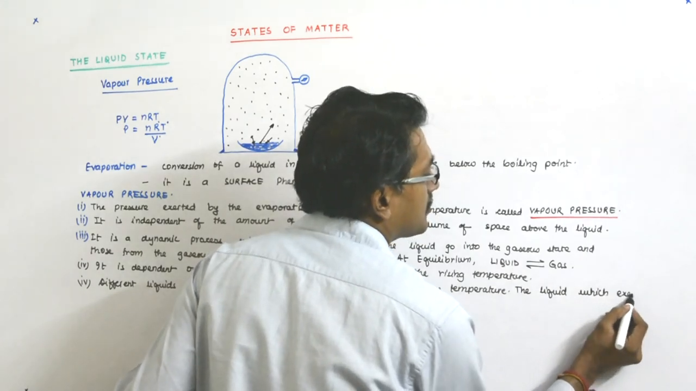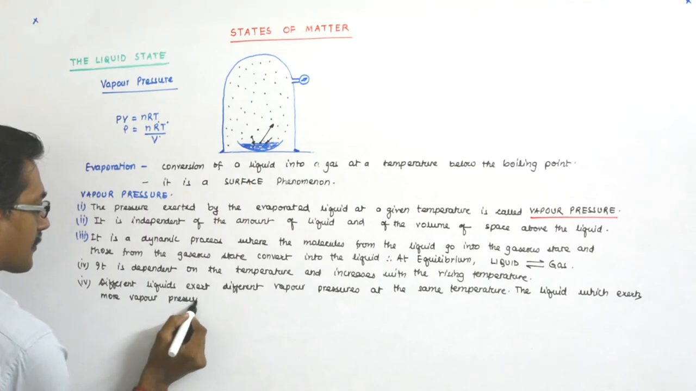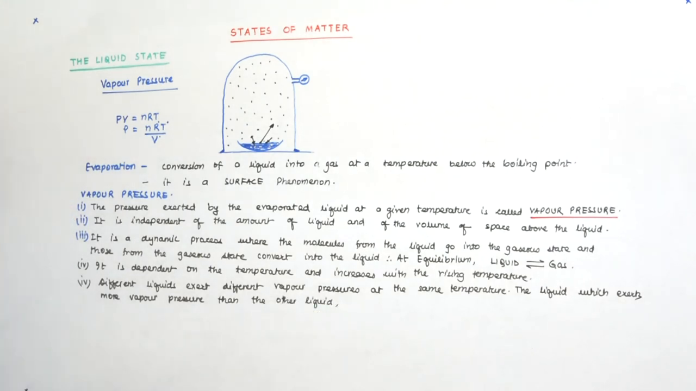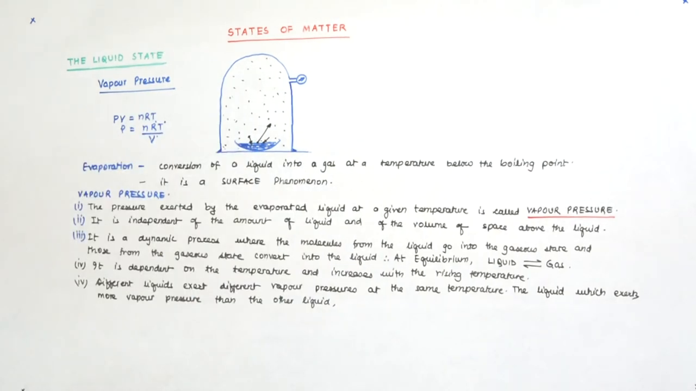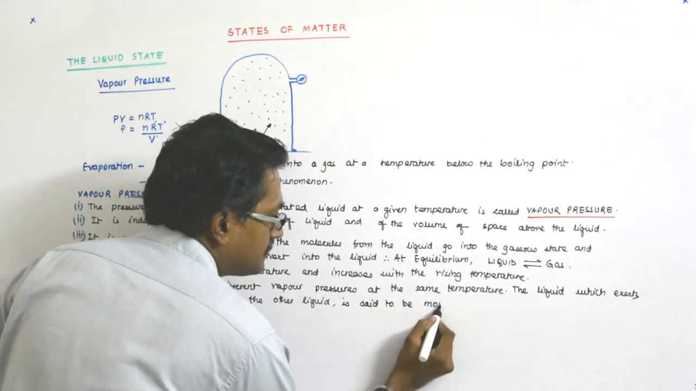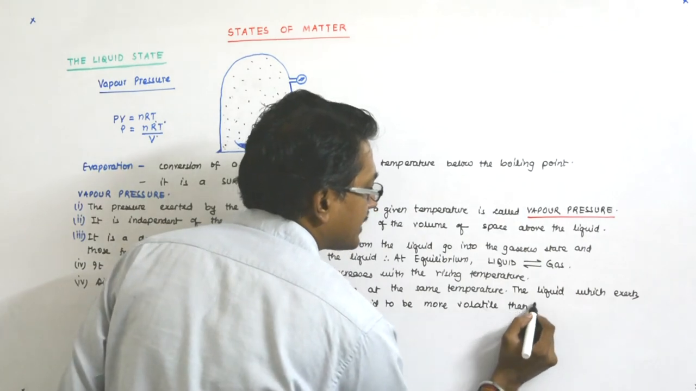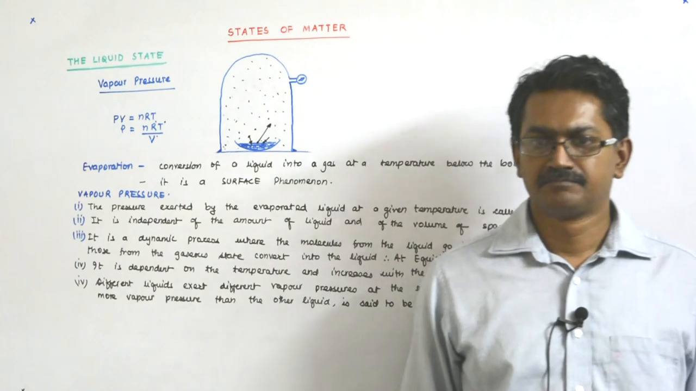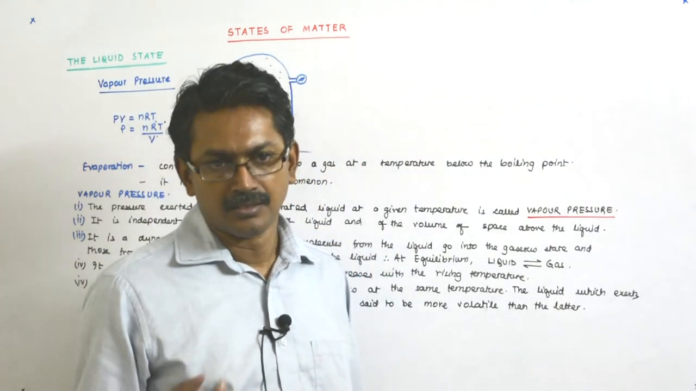The liquid which exerts more vapor pressure than the other liquid is said to be more volatile than the latter. What do you mean by volatile? It evaporates easily. So alcohol is more volatile than water. Or the nail polish removers are more volatile. A perfume is more volatile.